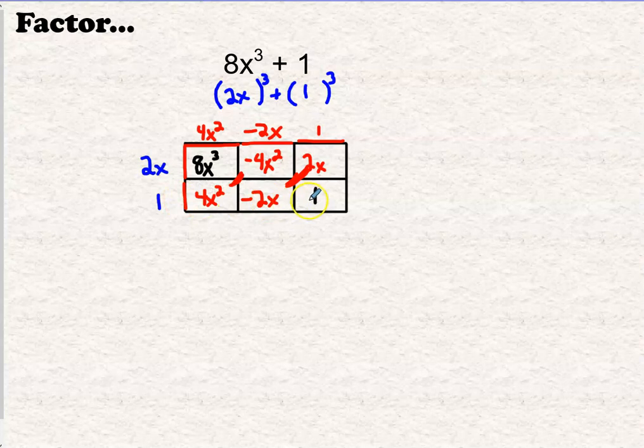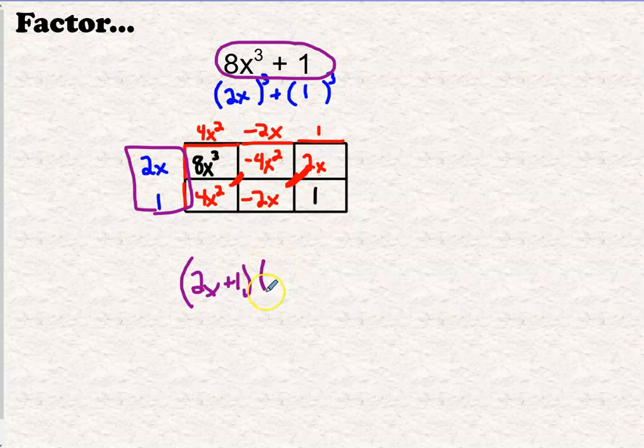Is 1 times 1 1? Well, of course it is. So our final answer is this 8x cubed plus 1 does factor, and it factors into 2x plus 1, that's written down here, 2x plus 1, times 4x squared minus 2x plus 1. And that's written right here.